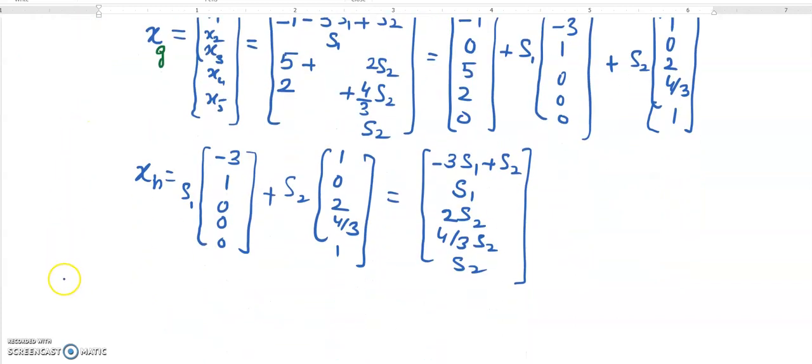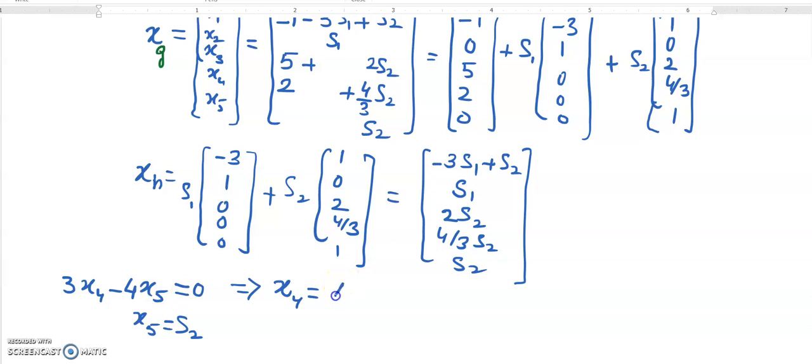So 3x4 minus 4x5 is equal to 6, but for the homogeneous it will be 0. So now x5 we have taken as s2 as the free parameter. So in this case x4 will be then, so x5 we have taken as s2, so it is the same. So x4 will be now 4s2 divided by 3, so 4 by 3 s2. So it is the same as this.